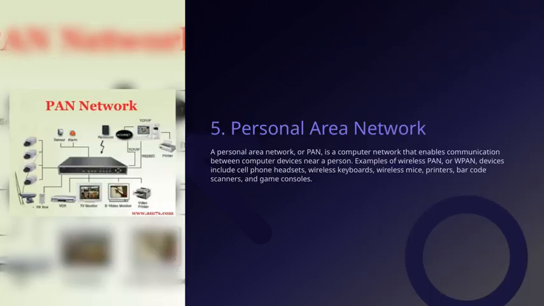Let's talk about personal area networks, or PANs. A PAN is essentially a small-scale network that connects devices around a person. Think of it as a personal bubble for your devices to communicate seamlessly. These networks are typically used for devices that are close to you, enabling quick and easy data transfer. When we look at wireless PANs, or WPANs, they include devices like cell phone headsets, which let you talk or listen hands-free. Wireless keyboards and mice also connect via WPANs, making your workspace cleaner and more flexible.